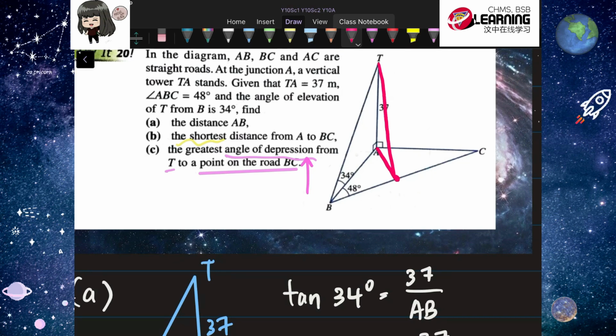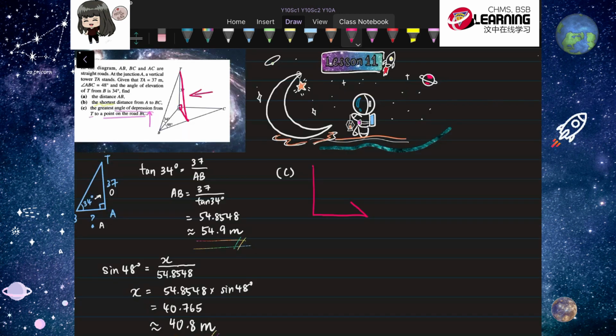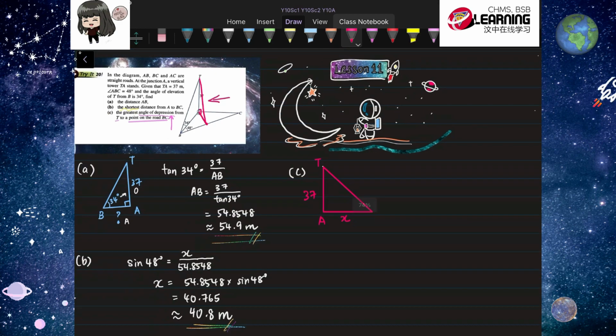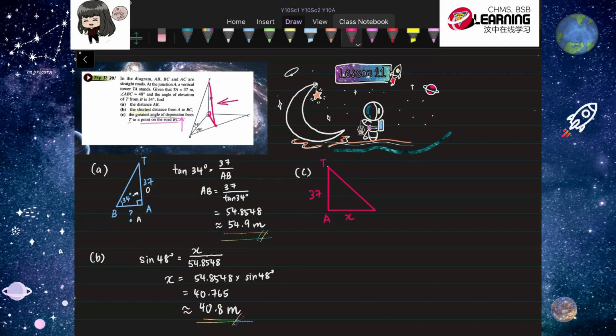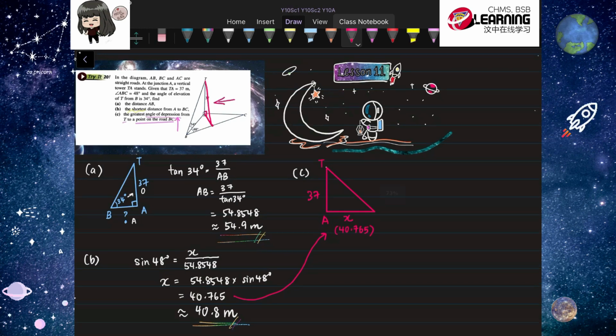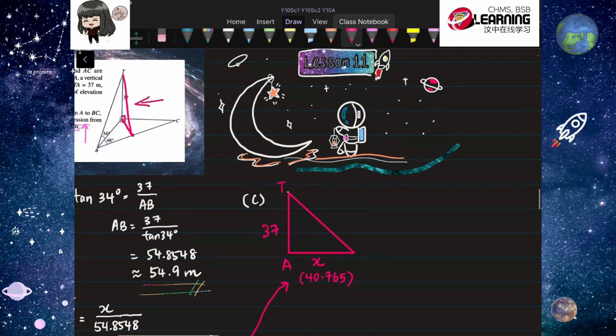So this is a 90 degree. This is your Tiang TA 37. This is your shortest distance just now, which is your X. Your shortest distance of X, which is this one, 40.765. So your angle of depression is here. You're looking downwards to here. This is your angle of depression.